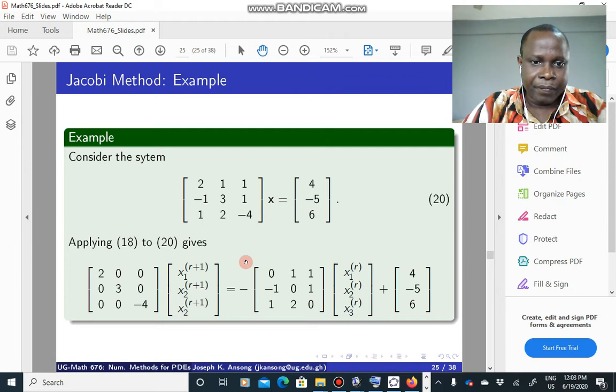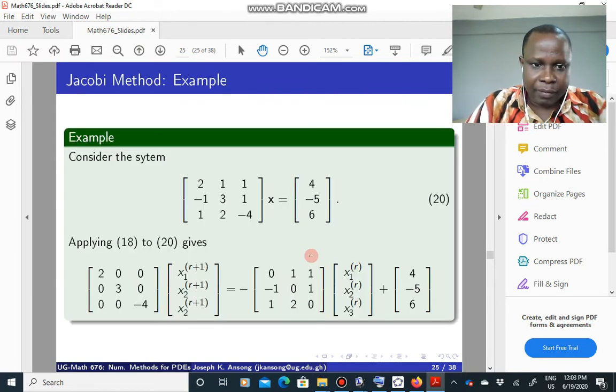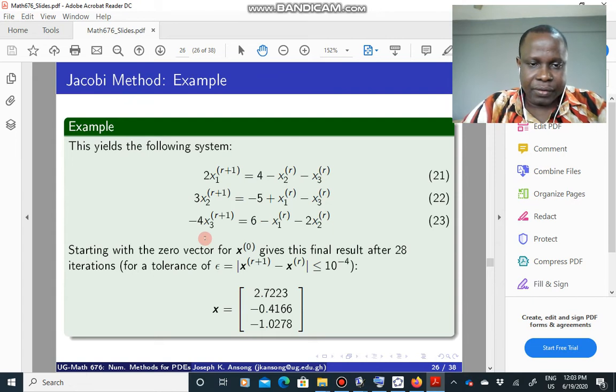So if you apply equation 18, which is to split it into the diagonal matrix, the sum of the lower and then upper triangular matrices, plus your b. So that is this equation here, right? Equation 18. That gives you this, and then you can write this as a system of equations. If you just write that out, you're going to get 3 equations, which is given by this.